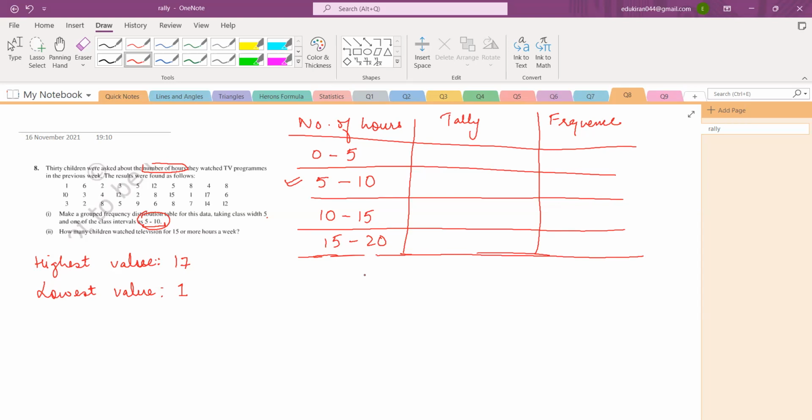Done? Yes, ma'am. Okay, good. This time Miraj will tell me the frequency from 0 to 5. 10. Then 10, then 5, then 2. So is it matching with everybody? Because I have not done the tally, I don't know which is the correct answer. Mridula, are you getting the same thing?